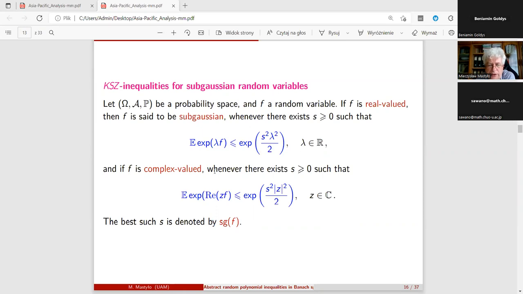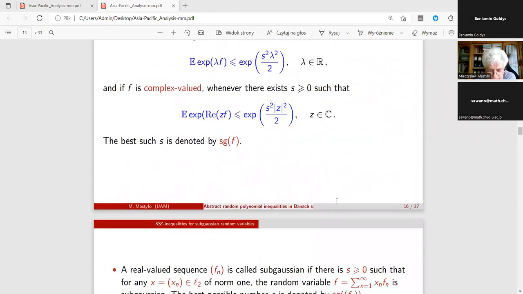O lambda, which is real. In the case whenever f is a complex random variable, we are saying that this is sub-Gaussian whenever we have the following estimation for the real part, now with the constant lambda, which is z, a complex number. If we know this and apply the Chebyshev inequality, immediately from this estimation we get an estimation for the distribution of such random variables.